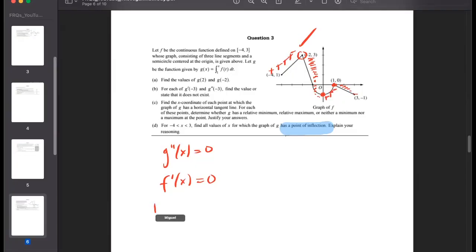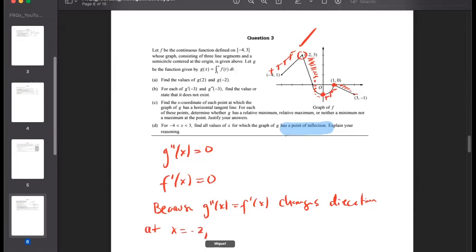We're going to say something along the lines of, because G prime of x, which is equal to f of x, changes direction at x equals -2, 0, and 1, G has a point of inflection. I'm just going to put POI at x equals -2, 0, and 1. As long as you write that, you should be good.